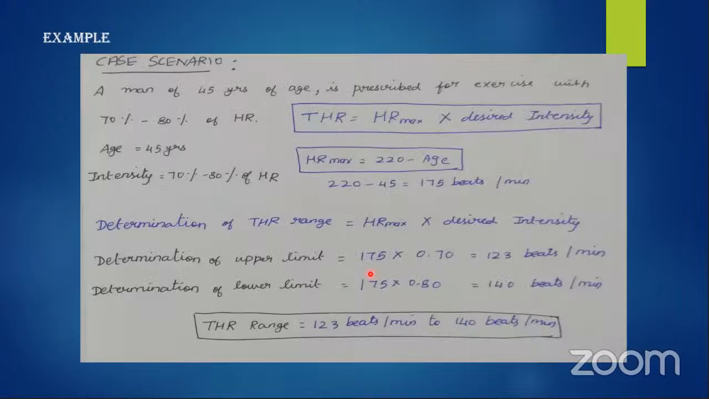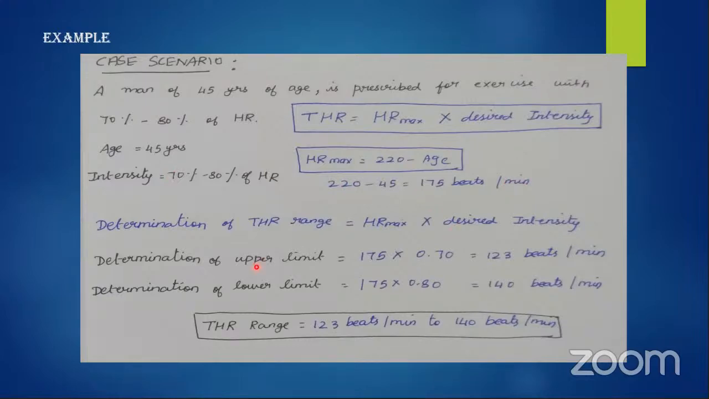Here comes a case scenario so that you can understand these formulas better. A man of 45 years of age is prescribed exercise at 70 to 80% of HR. Here the formula for target heart rate is HR max multiplied by desired intensity. First we are going to find the HR max. The formula for HR max is 220 minus age. In our case, the age of the person is 45 years. So 220 minus 45 is equal to 175 beats per minute.